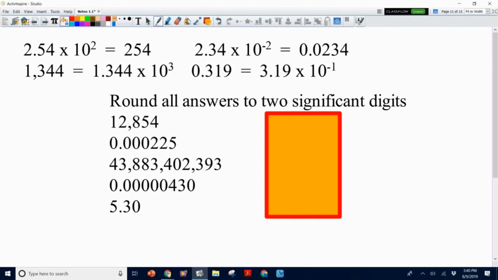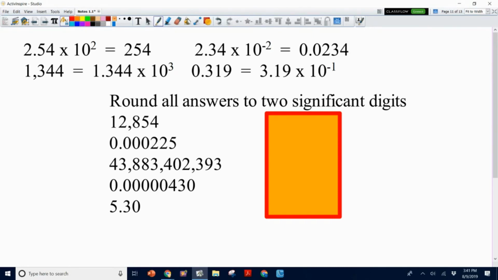So we're going to move our decimal to the left to change it over to standard notation. So when we move it 2 times, we're going to get 0.0234. All right. So for our third one, we have 1,344.